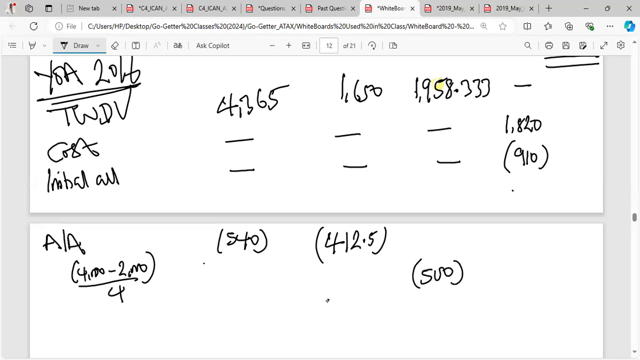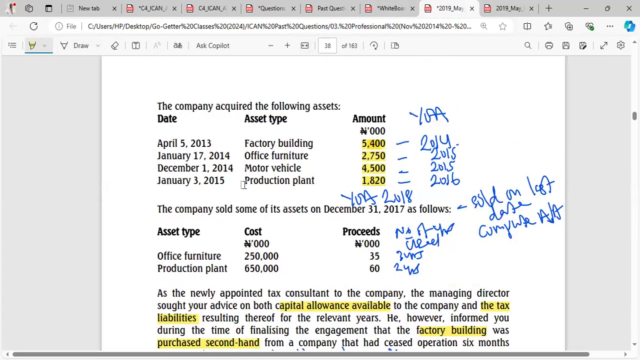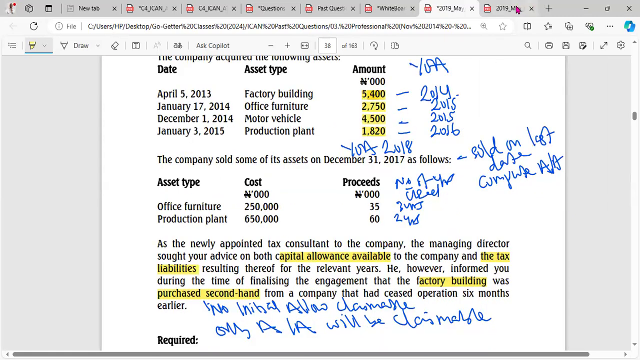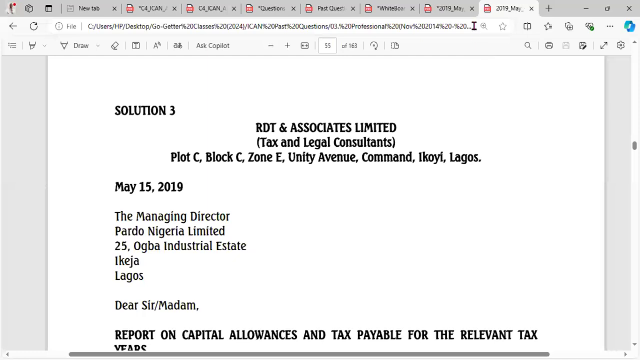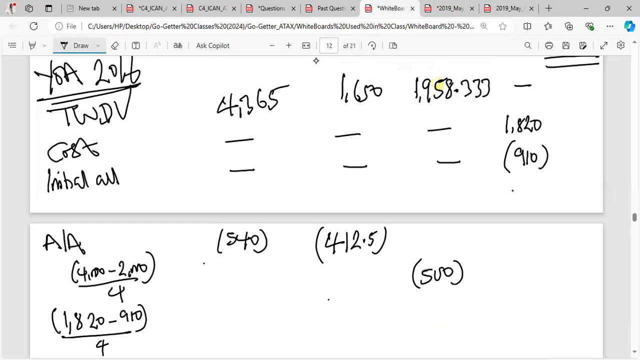And now this other one will be 1820 minus 910 divided by 4. How many months was it in use? We bought it when? We bought it in January. So it's going to be for the full year. I'll simply say times 12 over 12.